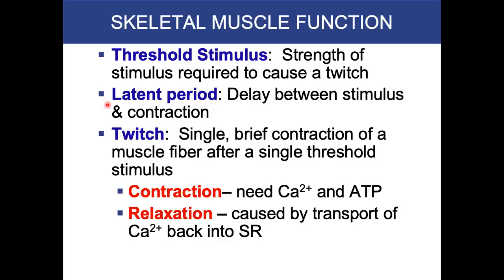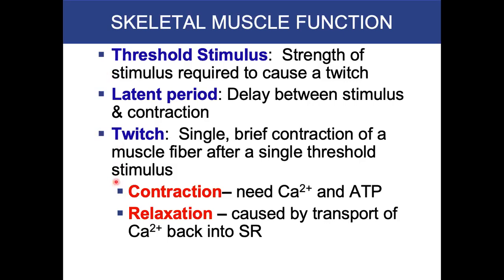It has to bind to troponin to move tropomyosin out of the way, for the myosin to bind to actin, and then you actually get contraction. So latency period, it seems like it's pretty easy, but there's a lot of different moving parts, so you need to think about that. Twitch is a single brief contraction of a muscle fiber after a single threshold stimulus. And so a twitch is just one contraction, relaxation of a muscle fiber.